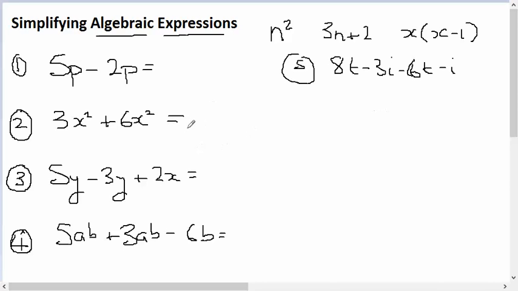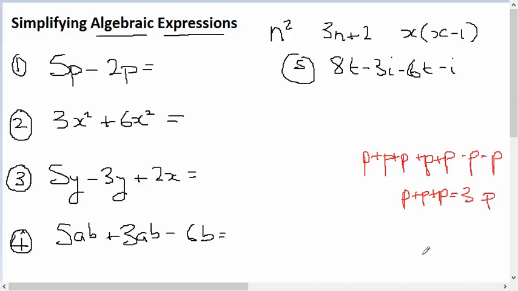Okay, so hopefully you've written all of them down, and we're ready to get going on what these things actually mean. So 5p take away 2p. I'm just going to change the color of the pen and start writing down here. If you think about what you actually have here, you can think about it in two ways. We've got p plus a p plus a p plus a p plus a p. That's 5p. Take away a p and take away another p. So take away 2 p's. Now, if you do that, 5 p's take away 2 p's, you're going to be left with just 3 p's left over.